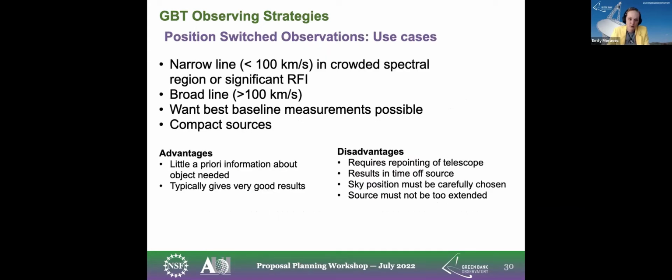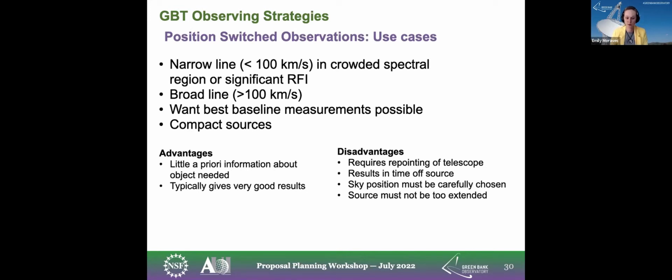So when would you want to use position switching? Well, this is a time when you might want to use this, that you have a crowded spectral region or significant RFI. So you would want to be able to really make a good off source and reference data. And you can also use it for broad line observing, because if you were to frequency switch a broad line, it could shift it out of the bandwidth. And this is a good way to get the best baseline measurements possible. It's good for observing compact sources as well.